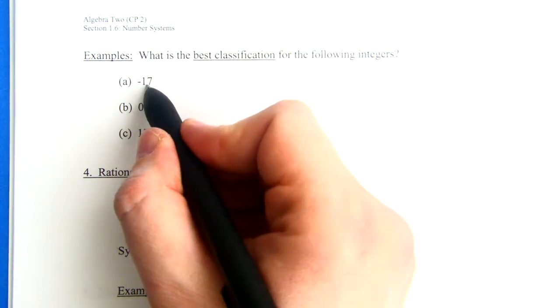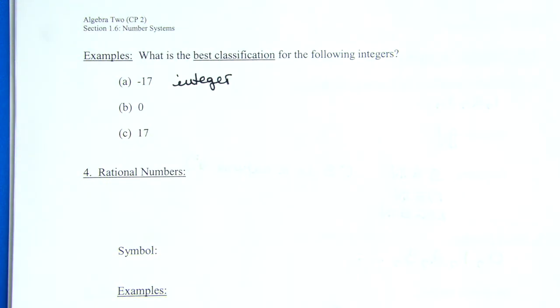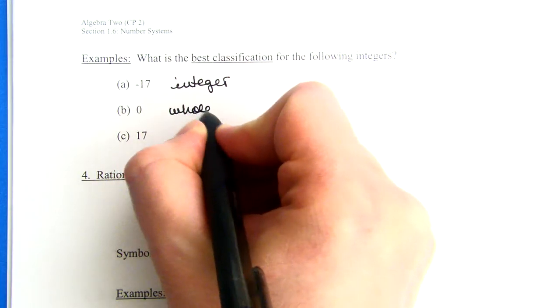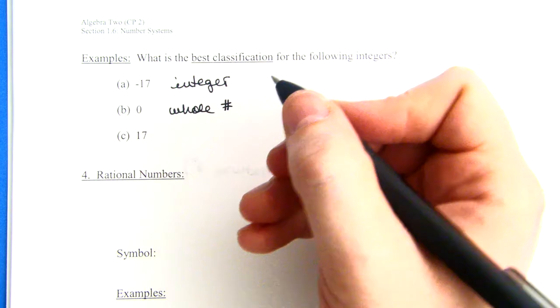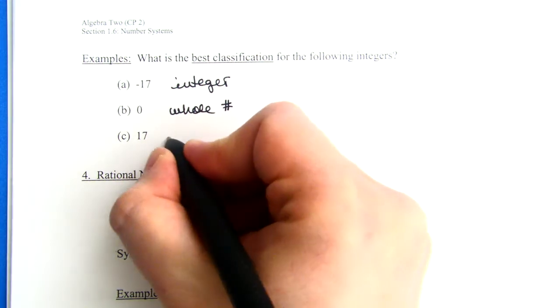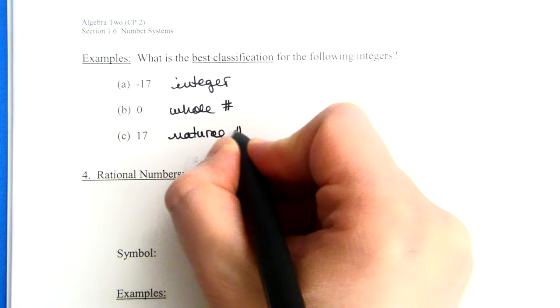Well, since it's a negative of a whole number, I think integer is the best we can do there. What about B? What about 0? 0, its best name is whole. I can call that a whole number. What about 17? That's a natural number. I can count up to 17. We'll call that a natural number.